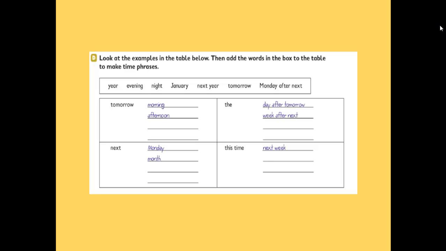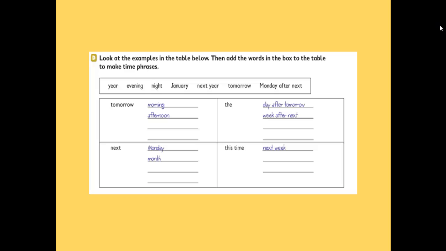Tomorrow morning, tomorrow afternoon, we can say tomorrow evening, tomorrow night. So here after tomorrow we can put these expressions which relate to the parts of the day, I mean morning, afternoon, evening and night. Next one, the day after tomorrow, the week after next. We can put the Monday after next.